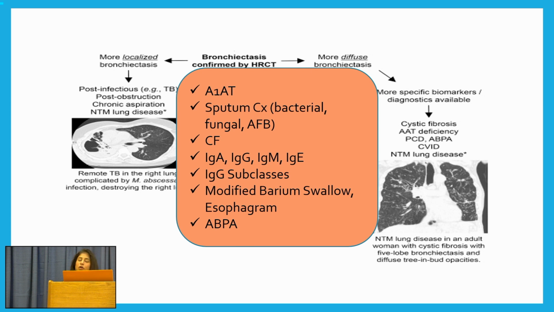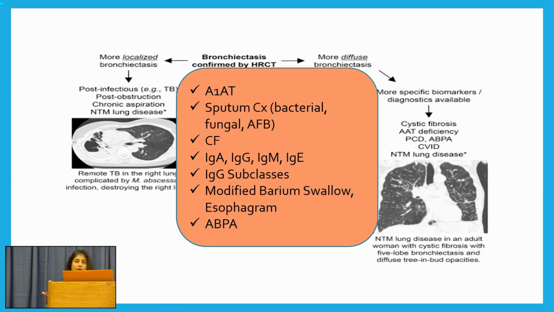Sputum culture, always check for the non-typical bacterial, fungal, AFB. Non-tuberculous mycobacterium is very prevalent in Tennessee, surprisingly. Cystic fibrosis, any kind of immune deficiency. Reflux is, I think, the enemy of the lungs. It can cause everything, but it can definitely cause severe bronchiectasis.